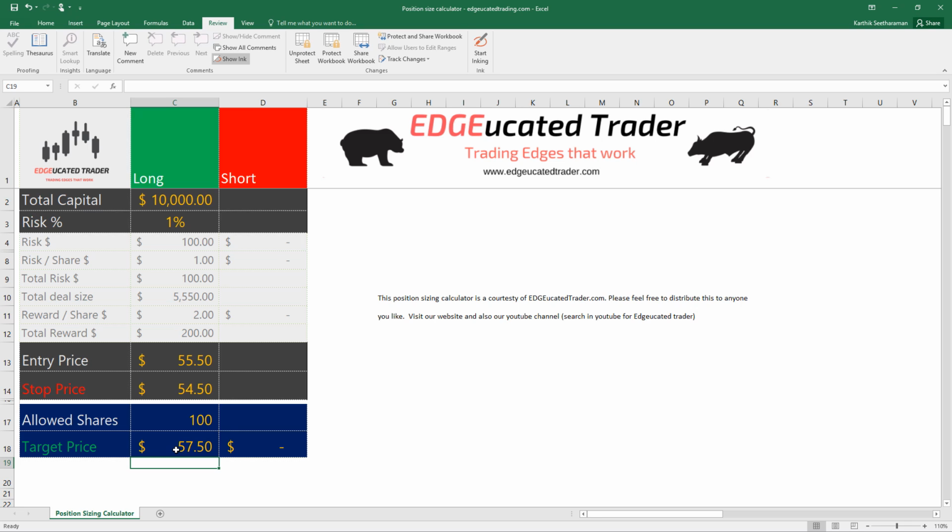So when you enter the trade, you want to enter at $55.50. You want to immediately set the stop loss at $54.50. Thus limiting your total risk to $100, and you aim to make $200.